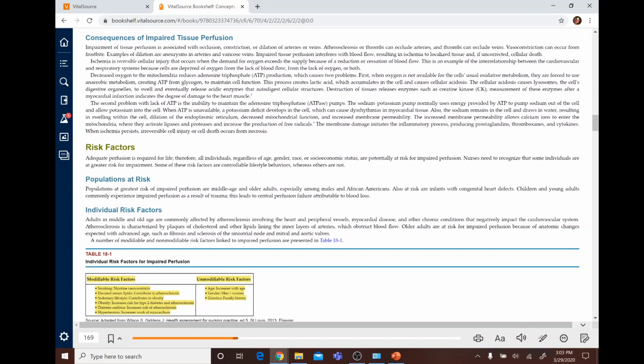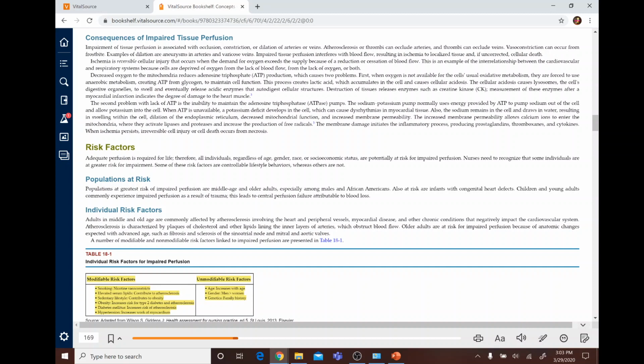We know impaired tissue perfusion interferes with blood flow that causes ischemia to localized tissue, and if uncorrected, cell death. Ischemia is reversible cellular injury that occurs when the demand for oxygen exceeds the supply because of reduction or cessation of blood flow. This is an example of the interrelationship between the cardiovascular and respiratory systems because cells are deprived of oxygen from the lack of blood flow and from the lack of oxygen, or both.